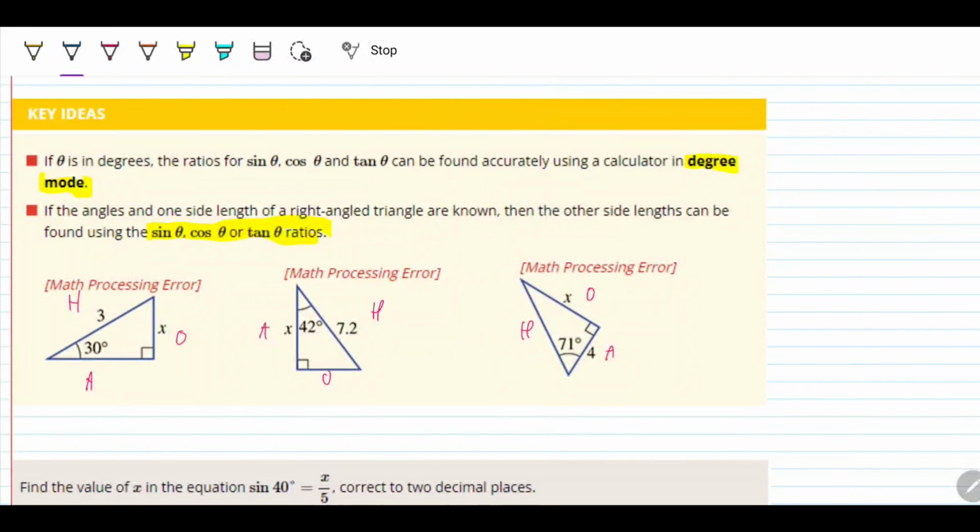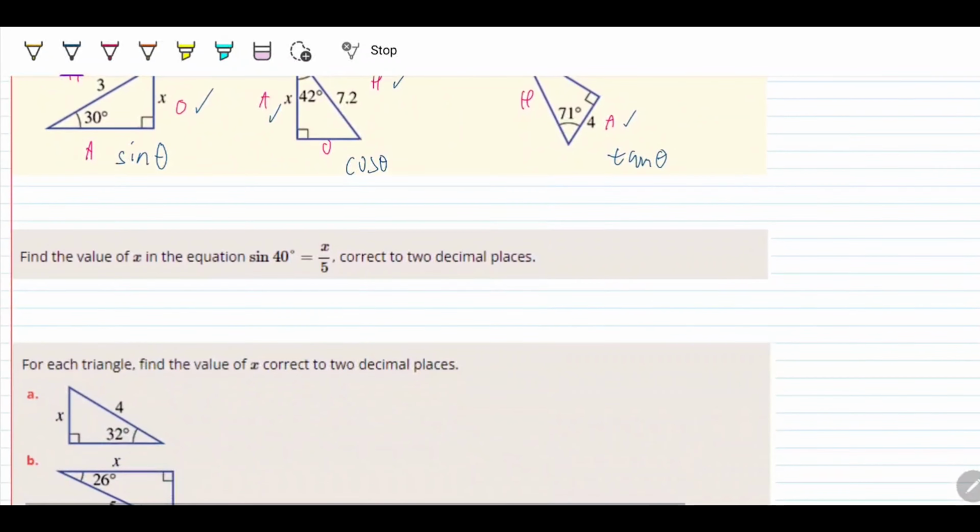So now we need to ask ourselves, what lengths do we have? We've got H and we've also got O. So therefore we need to use sine theta for this one. For this one, we are given H and we're also given A, so we need to use cos theta for this one. For this one, we are given O and we are given A, so we need to use tan theta for this one. So let's try a few exercises ourselves.